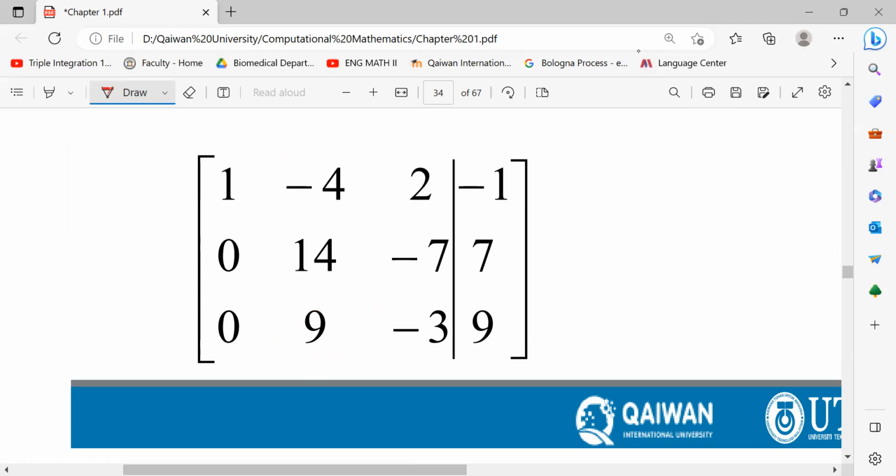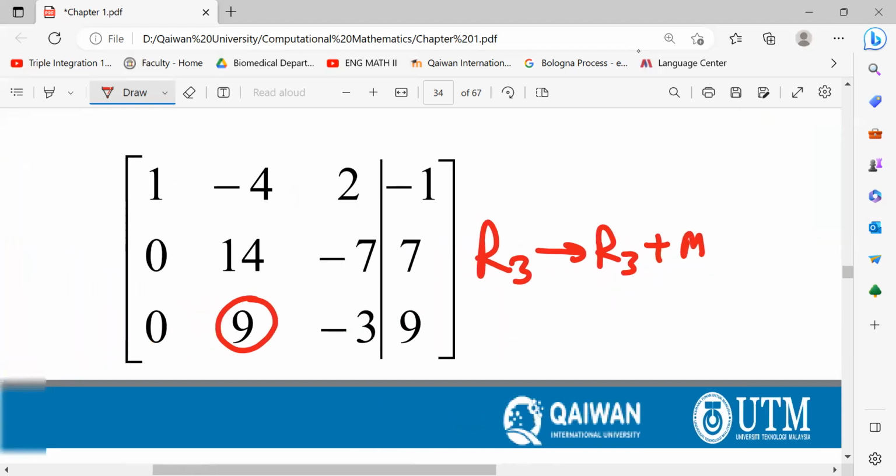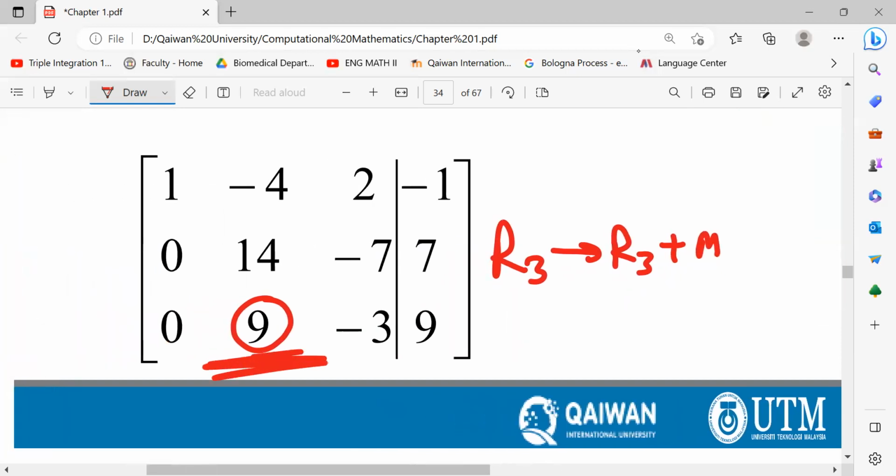Now, how to change this to 0? We say row 3 becomes row 3 plus m, this what? 2 R, which R? R2, because 14 is in R2.